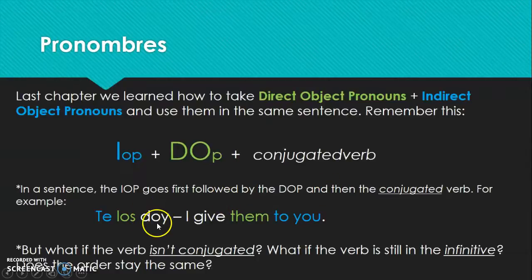So, for example, look at this sentence. I give them to you. Te los doy. And remember, you kind of read it backwards. I give them to you. IOP, DOP, conjugated verb. So remember, when you're standing at an altar, you want to say I do. You never want to say do I. That would be unfortunate. Okay, so this is how we put it in this order when we're using a conjugated verb. But what if the verb is not conjugated? What if the verb is still in the infinitive tense? Does the order stay the same?